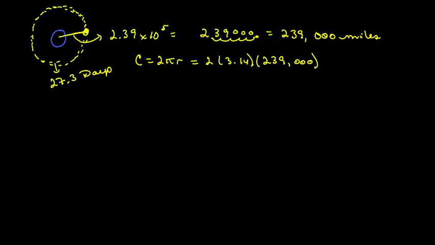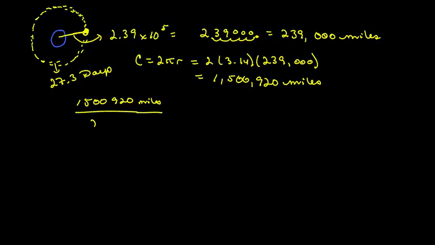It looks like I'm getting 1,500,920. Okay, so 1,500,920 miles. So that's the distance the moon has to travel. And it does that every 27.3 days. What I want to know is how far can it travel in 1 hour? So we've got 1,500,920, and that's miles. It travels that in 27.3 days.